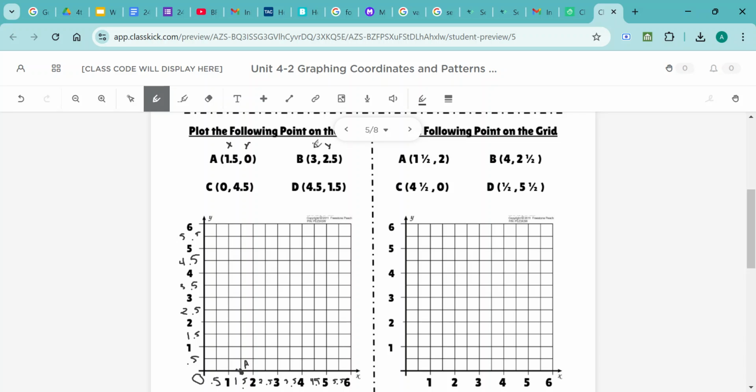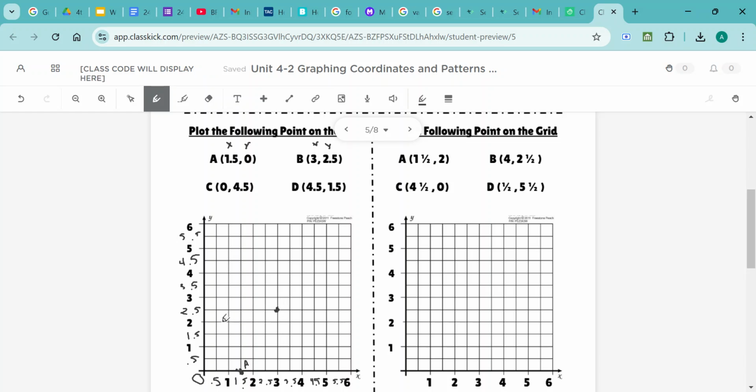All right, so 3 is my X coordinate, and 2.5 is my Y coordinate. So I'm going to start at 0. I'm going to go over to 3, 1, 2, 3. I'm going to stop there. And then I'm going to go up whatever my Y coordinate is, 2.5. So that point is going to be right there.